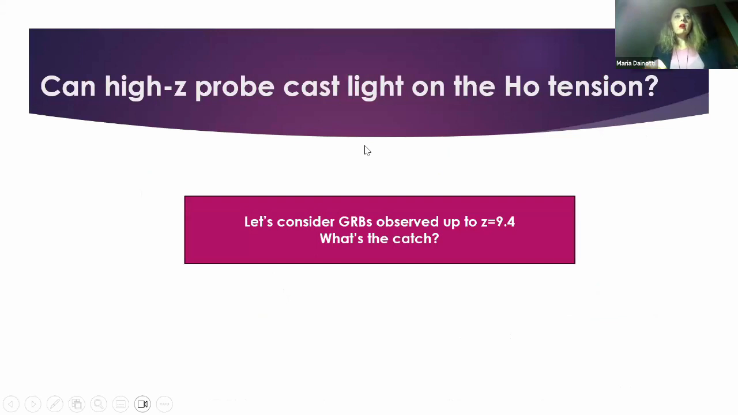Because I have already anticipated that the point is that not all the probes have the Gaussianity assumption. Actually, so far only gamma ray burst. Can we actually use this IZ probe to cast light on the tension?